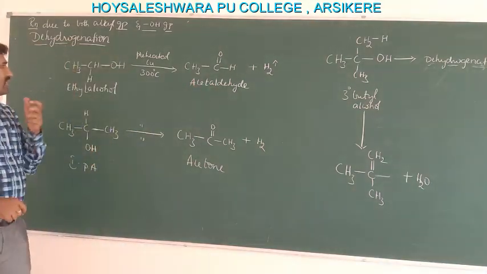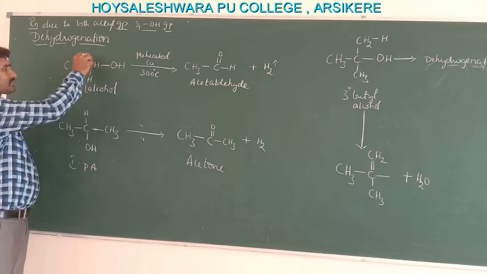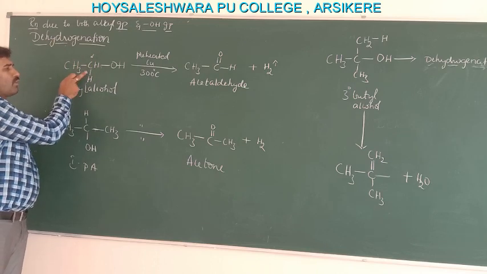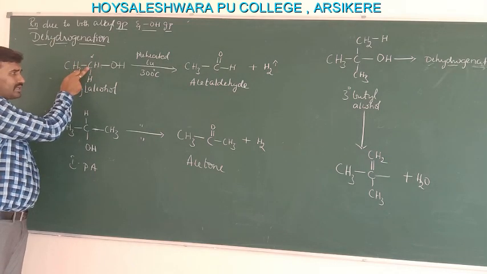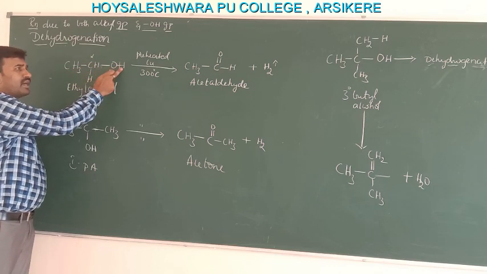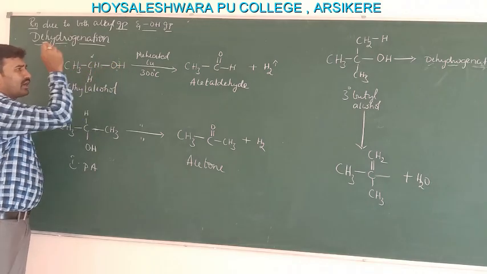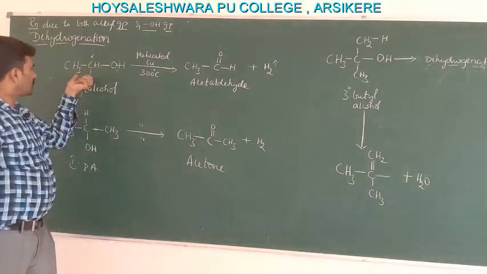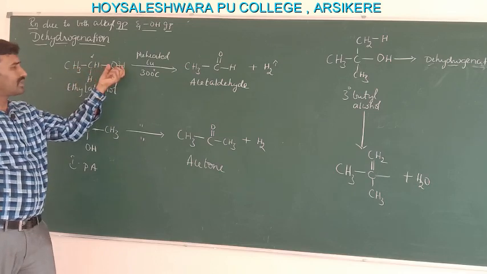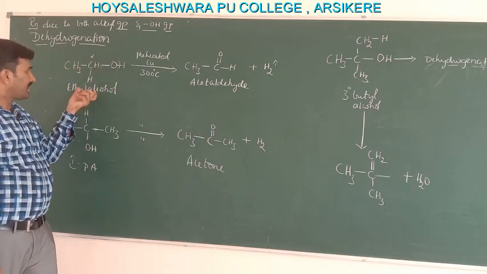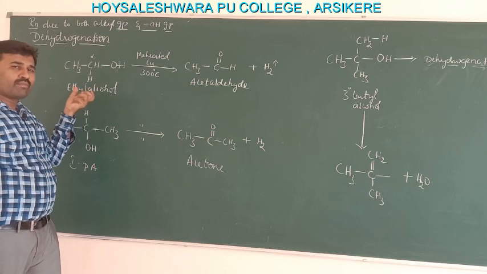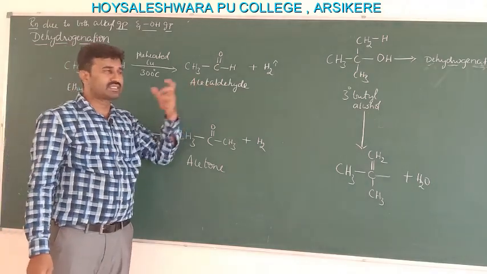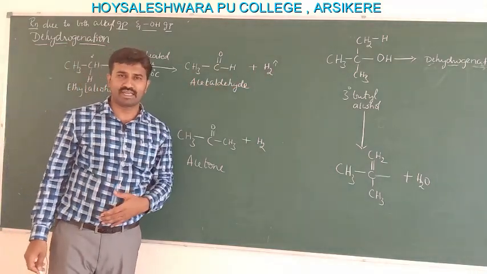Here the removal of hydrogen takes place. This is the hydroxyl group. The next carbon atom is the alpha carbon atom. One hydrogen atom from this carbon atom and the hydrogen attached to the oxygen atom get cleaved to form hydrogen gas. Here it is involving both the alkyl group as well as the hydroxyl group. So ethyl alcohol, when passed over preheated copper at 300 degrees Celsius, forms acetaldehyde, liberating hydrogen gas.